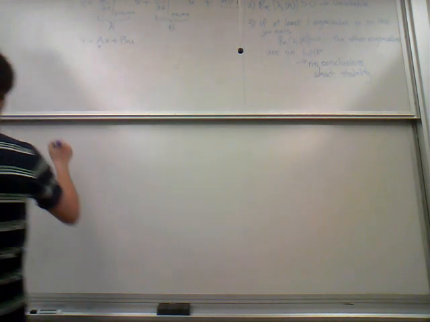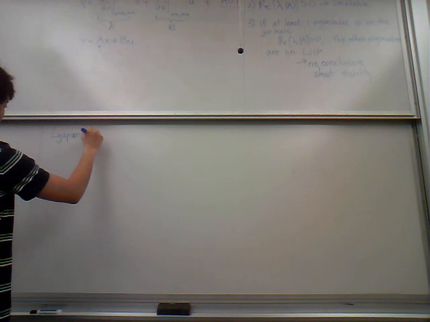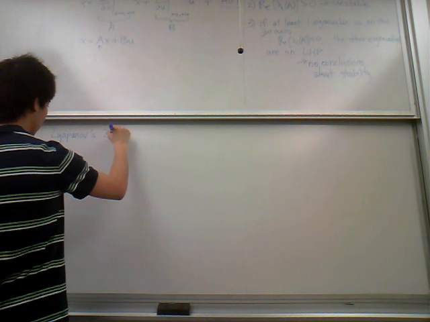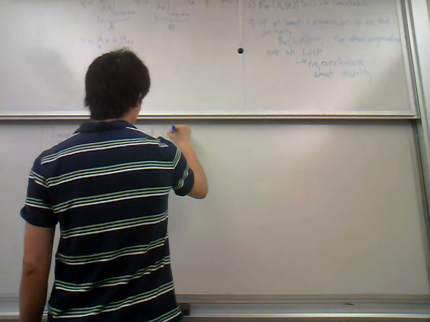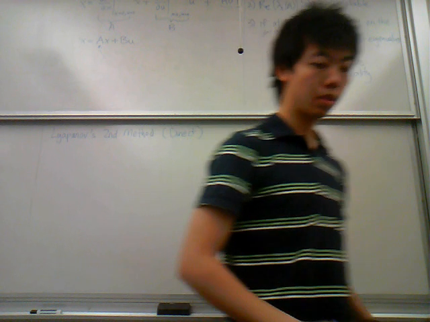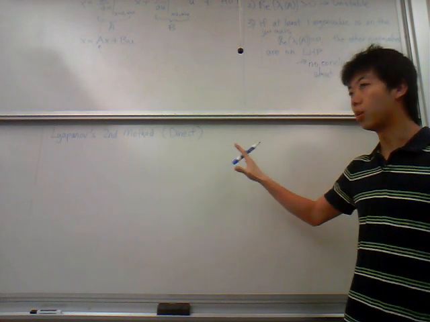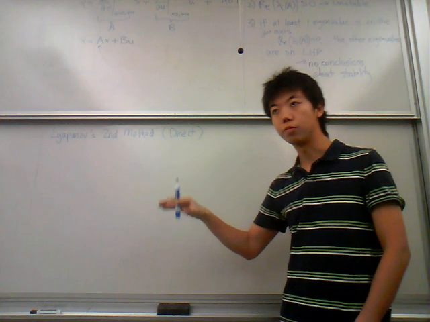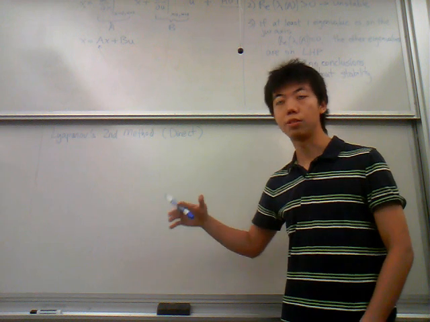So then we go to Lyapunov's second method. This is the direct method. Basically, this is the method where we find a Lyapunov function that's positive definite, and we try to find its derivative that's negative semi-definite, then we can say it's stable.